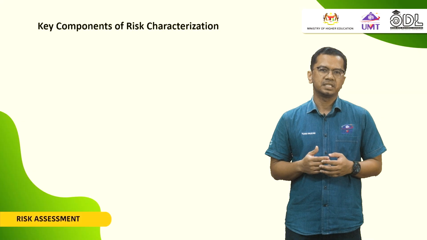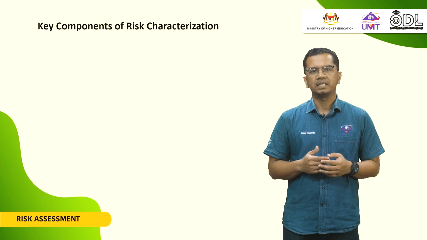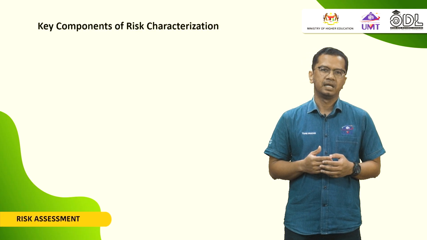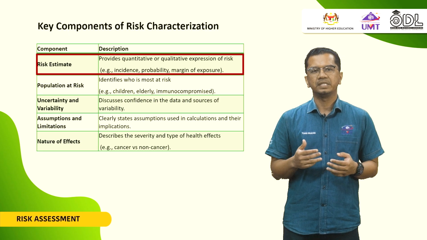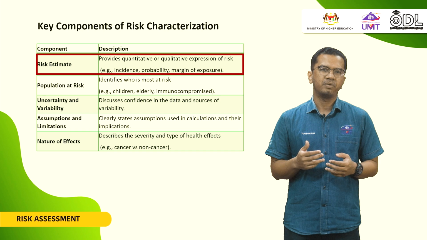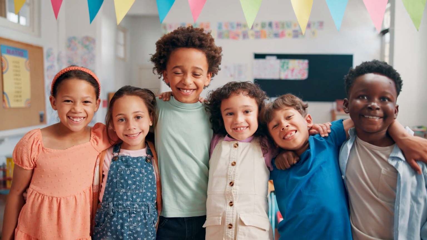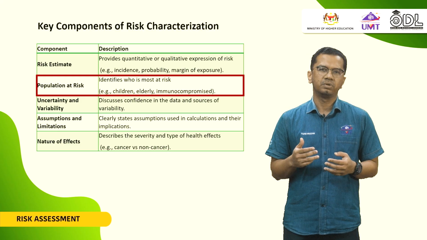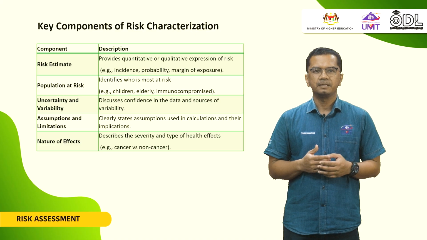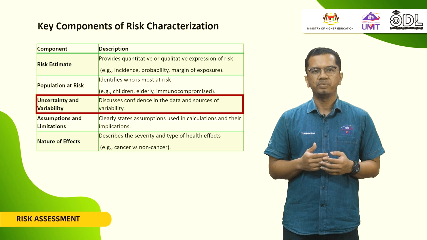Risk characterization isn't just a conclusion. It's made up of key components that bring clarity to complex data. First, we have the risk estimate, a numerical or descriptive expression of how likely and severe the risk is. Next, it identifies which groups are most at risk, such as children, the elderly, or immunocompromised people. This component discusses uncertainties and variability. How confident are we in the data, and where might it differ?